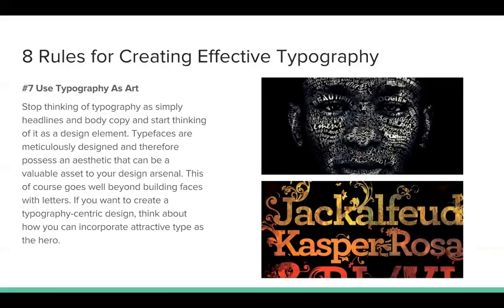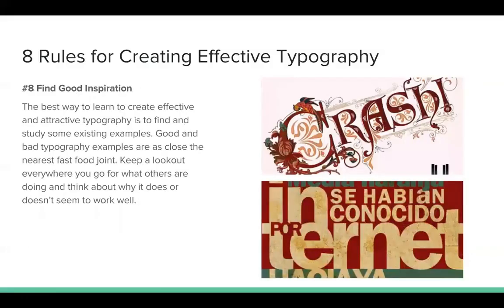So, little things to think about. Number 8, find good inspiration. The best way to learn to create effective and attractive typography is to find and study some great examples. Good and bad typography examples are as close as the nearest fast food joint, that is for sure. Keep a lookout everywhere you go for what others are doing and think about why it does or why it doesn't seem to work well.